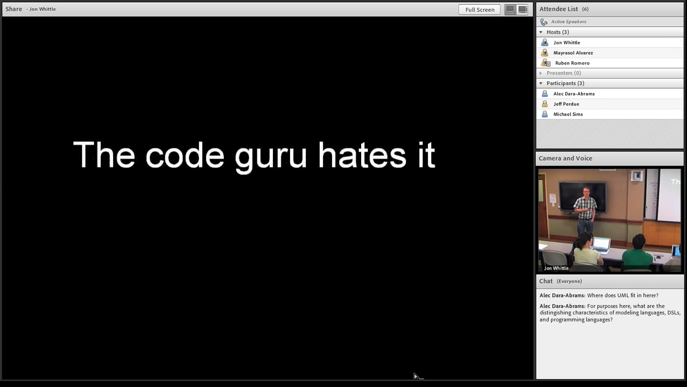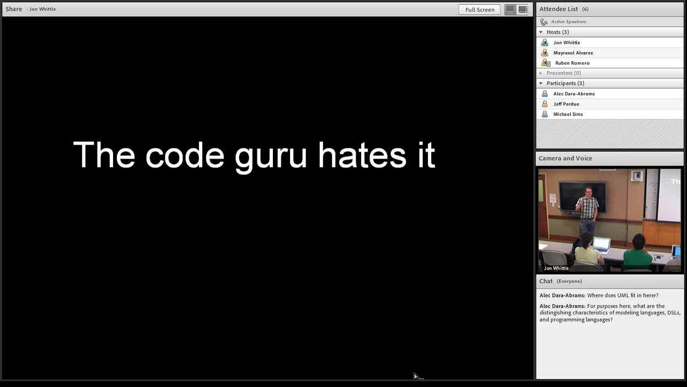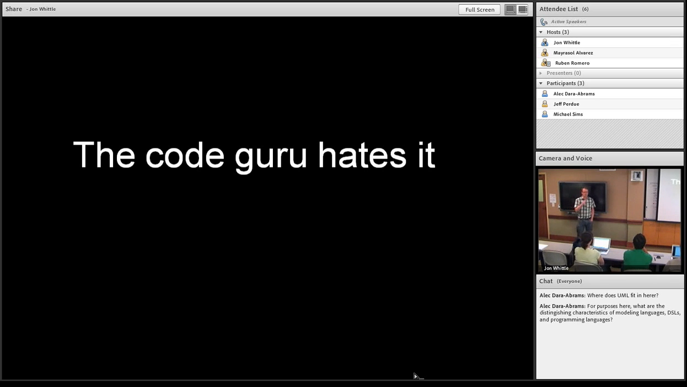On the flip side, the code guru hates model-driven development. This is the real smart programmer that everybody in the organization comes to when there's a particularly thorny programming problem. They say, solve this, and he does it, or she does it. He or she doesn't tend to like model-driven development because they lose control. People don't come to them anymore for that thorny programming issue because it's already been solved and encoded in the code generator in the model-driven development process. So they don't like it.